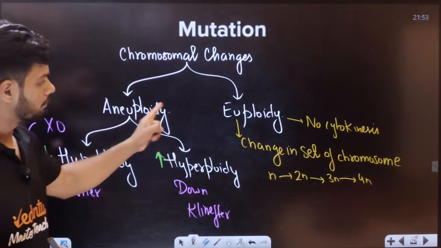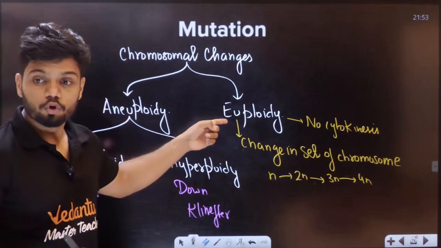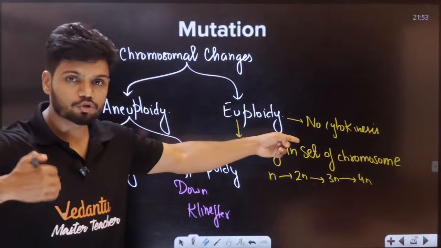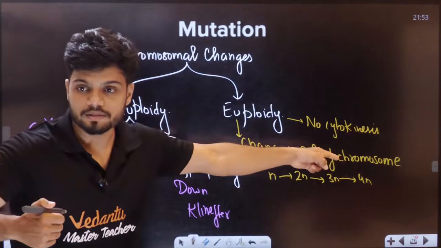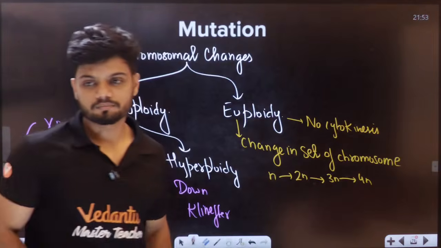That is under aneuploidy. What is euploidy, students? Euploidy is when there is no cytokinesis. Because there is no cytokinesis, a change in the set of chromosomes happens. The entire set changes.